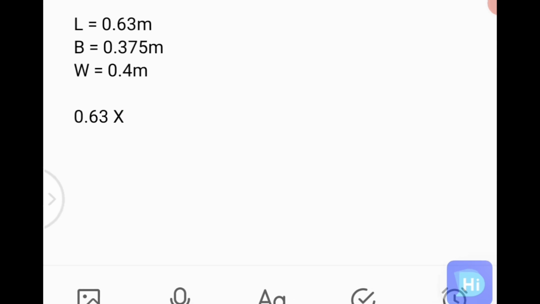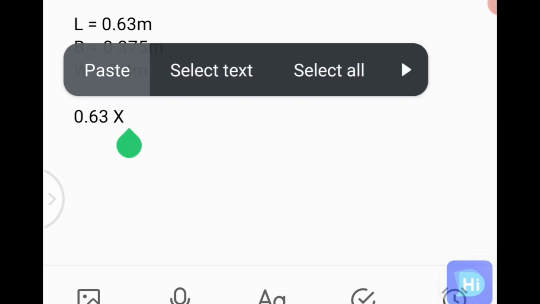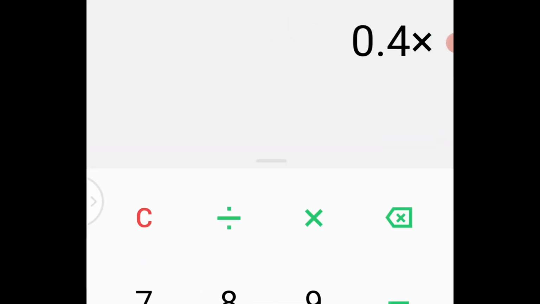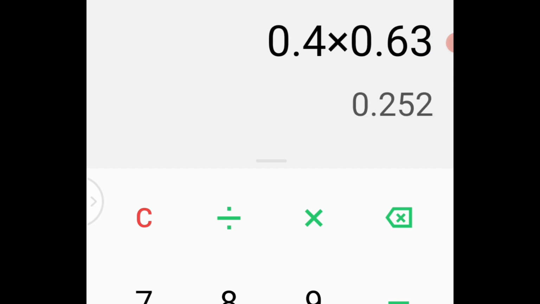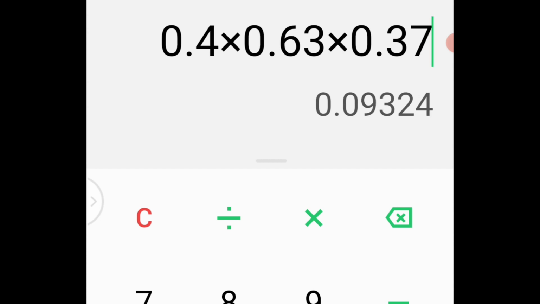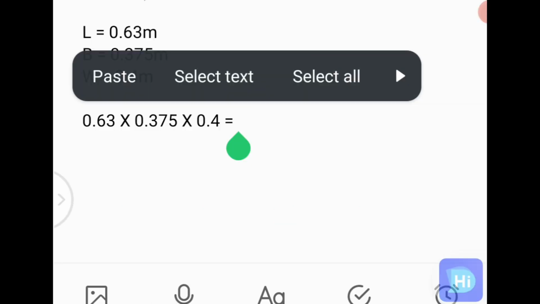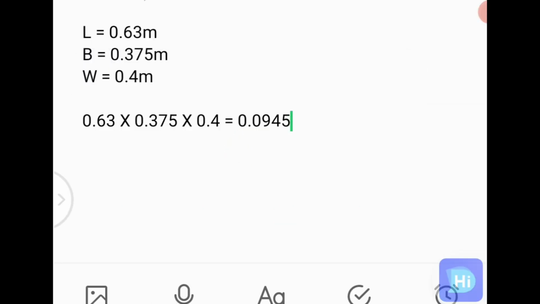The next thing you need to do is to multiply the three of them. Multiply 0.63 multiply by 0.375 multiply by 0.4. Then it will give us our total. So let's go multiply all of this. We have this as 1 times 0.63 times 0.375. We have a total of 0.0945. So I'll copy it. So our total here is 0.0945 meters. Hope you get to this point.